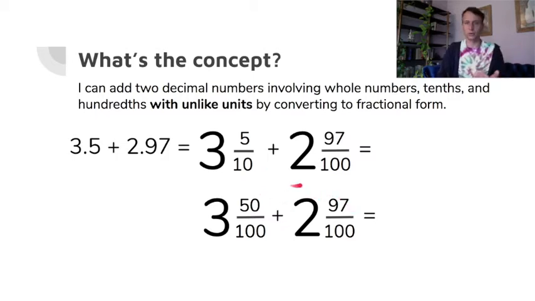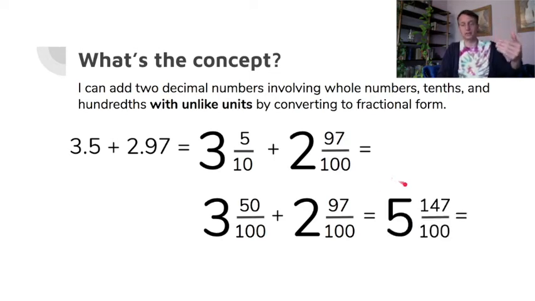Okay, well 3 and 2 are 5. For me to add 50 and 97, I'm going to do a mental shortcut. I'm going to add 50 and 100 and then subtract 3. Because 50 and 100 are 150. Come back 3 is 147. Okay, so 5 and 147 hundredths. Or if you just want to line those up and add 97 plus 50, go for it.